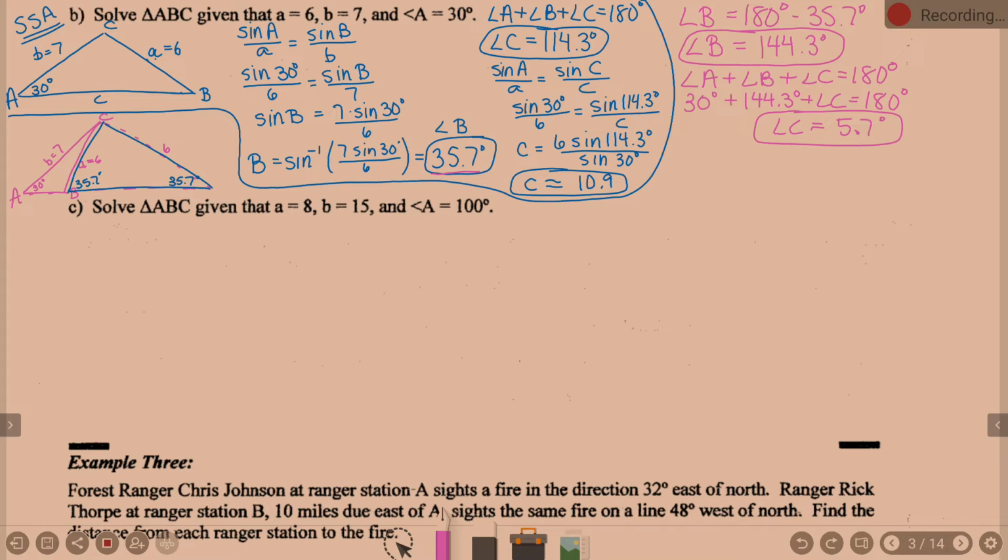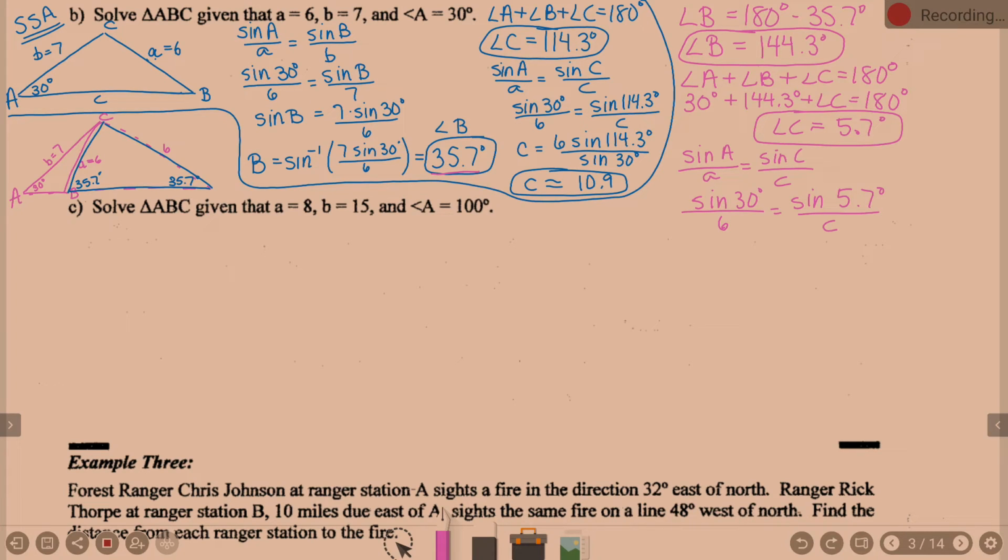And then we still need to find side C. Let's use sines. I would still go back and use our A information because that's still the provided information. That's still the solid, non-rounded information best to use with your new angle C. So I can still use the idea of sine of A over A is equal to sine of C over C. So sine of 30 degrees over 6 is equal to sine of 5.7 degrees over C.